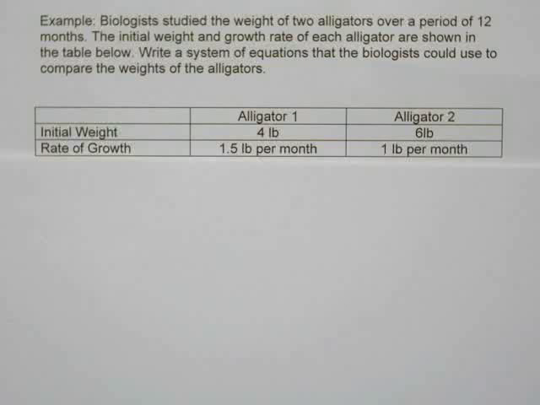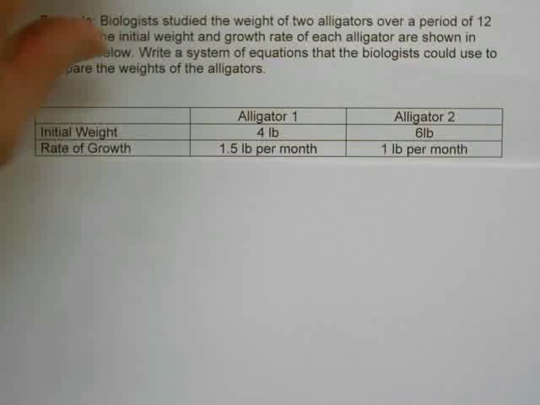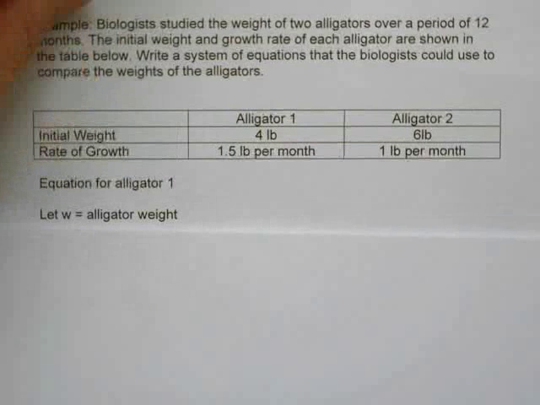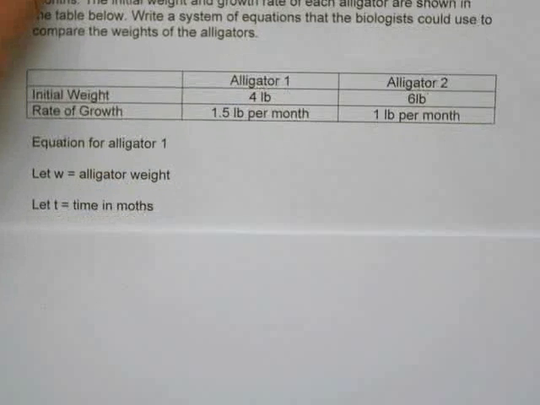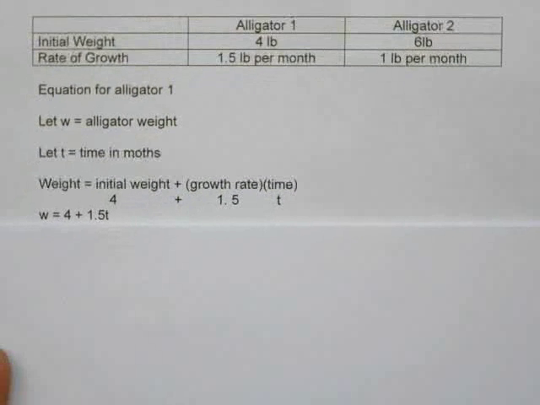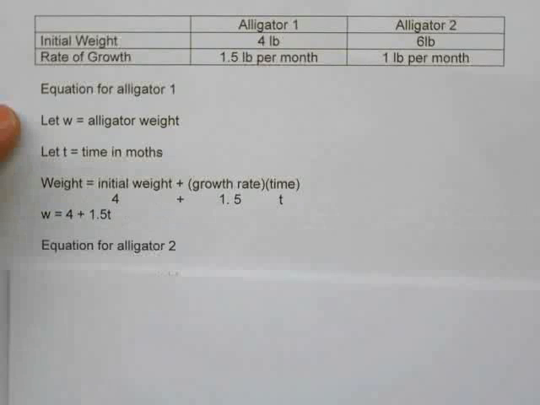And I believe we may have used this example before. All right, so alligator 1, its starting weight is 4 pounds, and it gains 1.5 pounds per month. And alligator 2 weighs 6 pounds, and it gains 1 pound per month. And I'm going to slide this piece of paper down, and let's see what I've got below. I believe I set up both of these equations, and let's see what this looks like. All right, I'm going to use a table here and slide this over and see if this all makes sense.